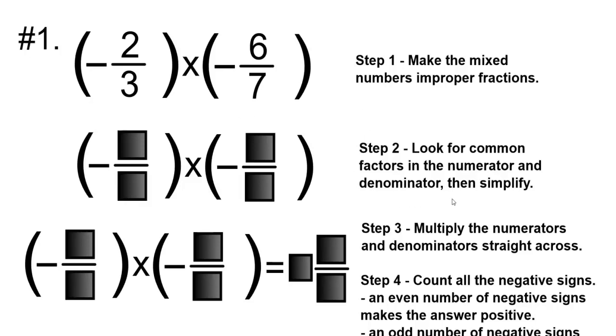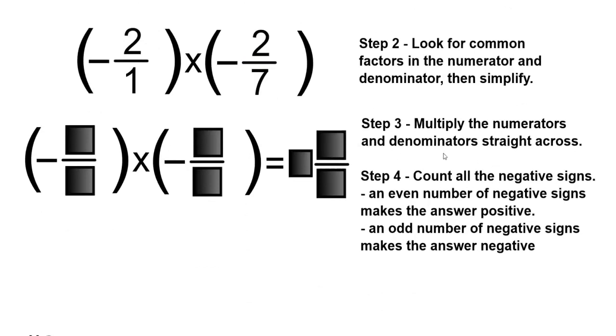Step 2. Look for common factors in the numerator and denominator, then simplify. A common factor to 3 and 6 will be 3. So we'll divide 3 by 3, and we'll divide 6 by 3 as well. The 2 and the 7 will stay the same. 3 divided by 3 is 1, and 6 divided by 3 is 2.